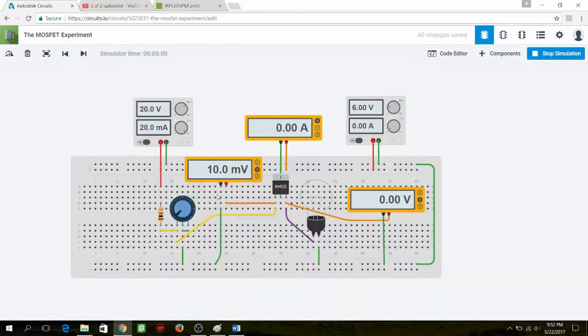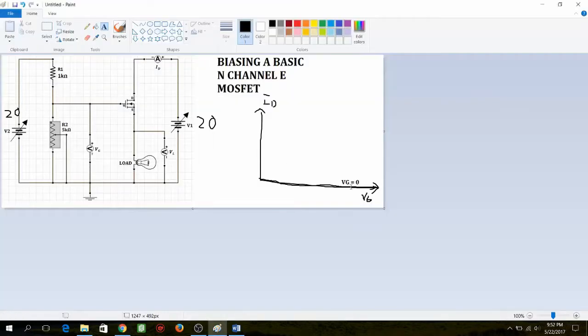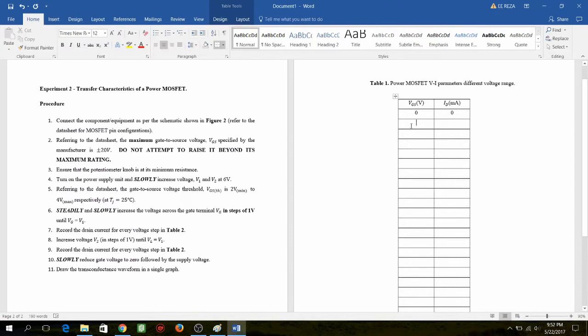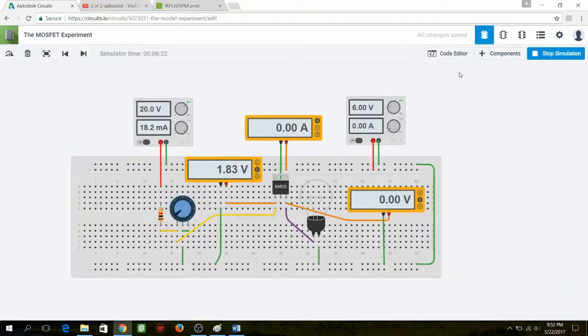So now let us increase this in steps of 1 volt. 1 volt. Okay, 2 volt. Yeah, this is about 2 volt. So still 0. 1.83, okay, let us be a bit precise here. So what does this mean? This means that the transistor is still not on.